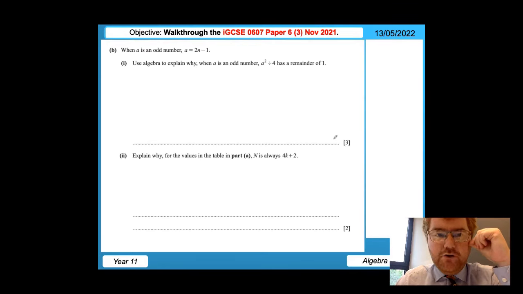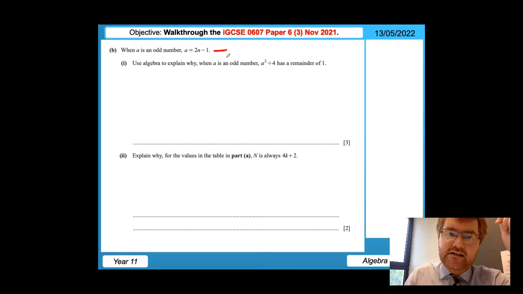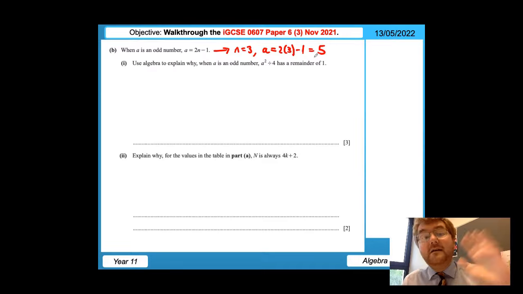So when a is an odd number, a is equal to 2n minus 1. Now the reason that works, by the way, is if you put any number in for n, so say n is 3, as an example, then a would be equal to 2 lots of 3 minus 1. And notice that gives you an odd number. And you can put any number in for n, and you'll always get an odd number.